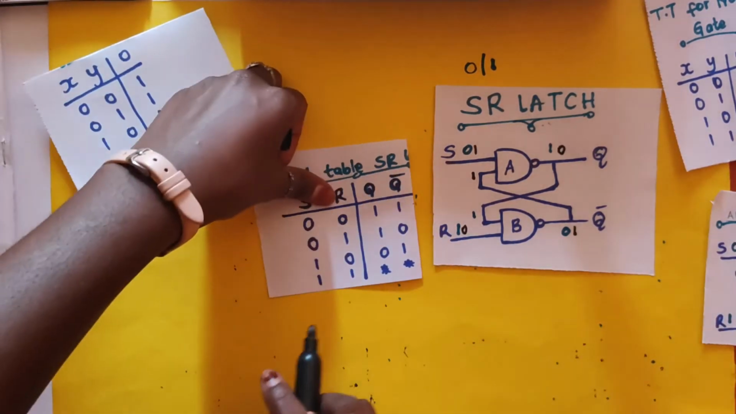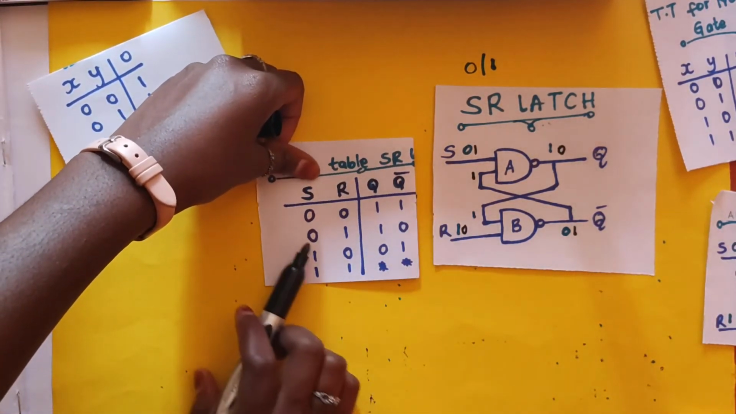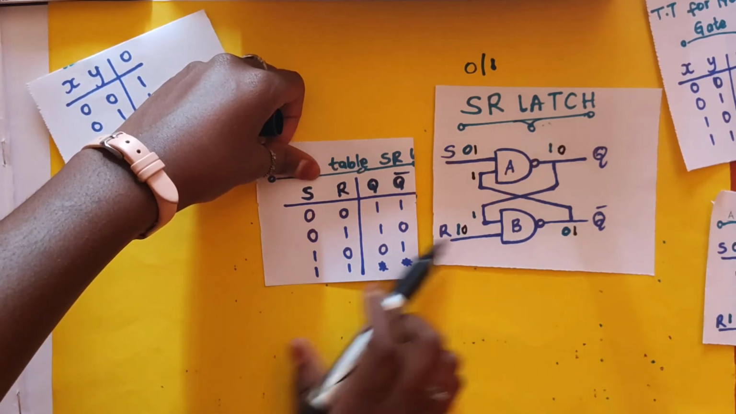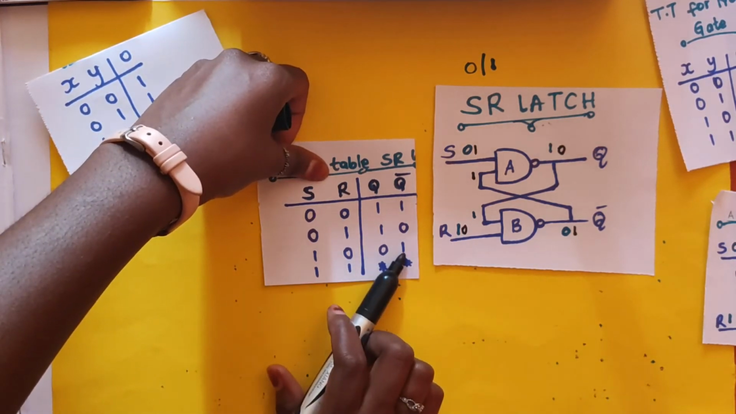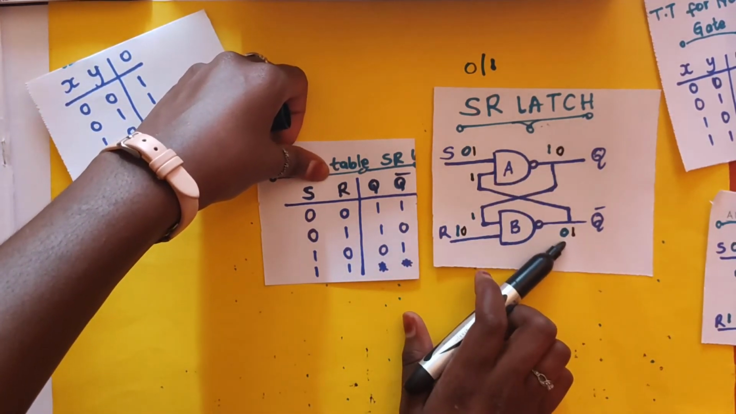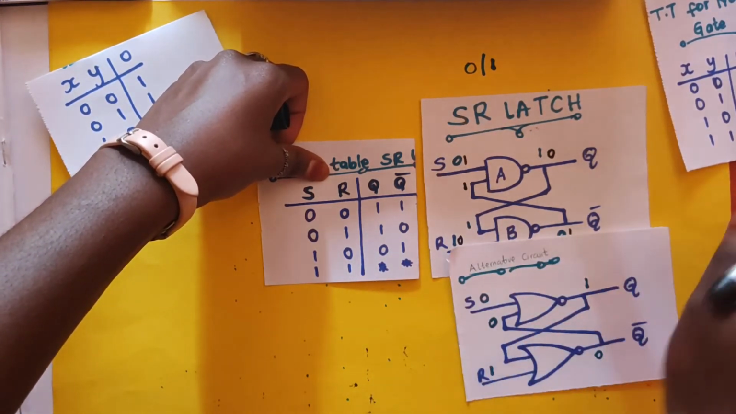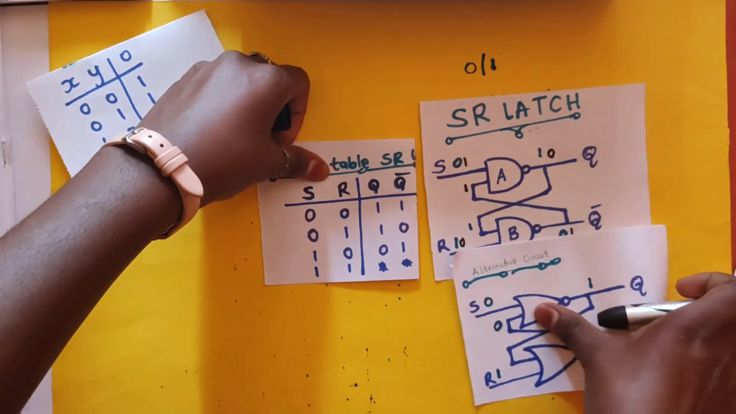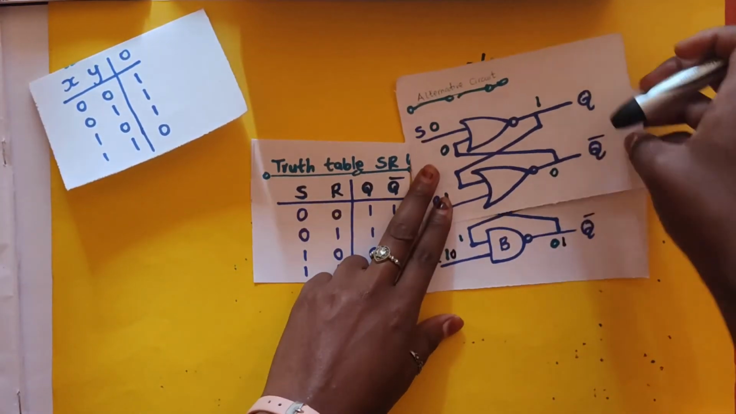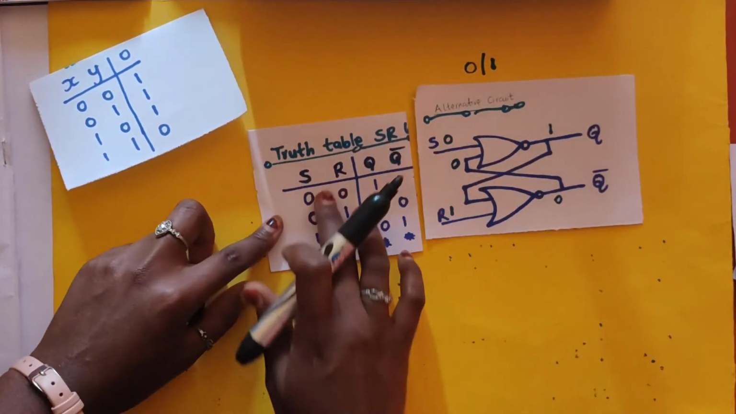Let's look at it. When we have S as 1 and this as 0, our output is 0, 1, exactly the same, because we are using this gate. Whichever gate you use, it will produce the same results. Now let's use this to try the other one. Let's try this first one.